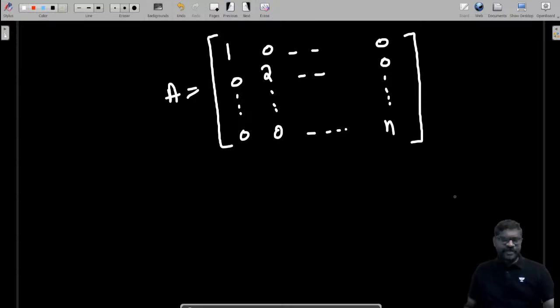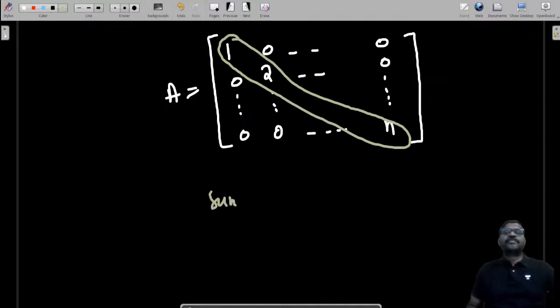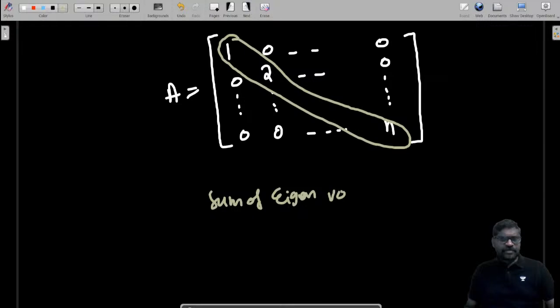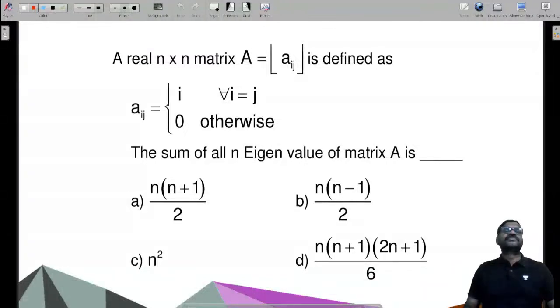Now observe. Sum of eigenvalues equal to trace. That is 1 plus 2 plus and so on up to n, which is n into n plus 1 by 2.